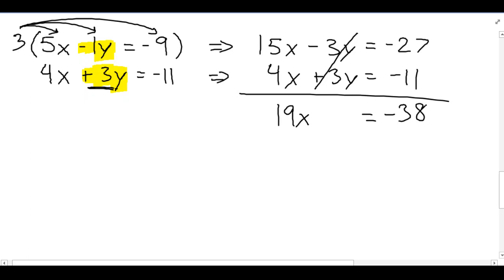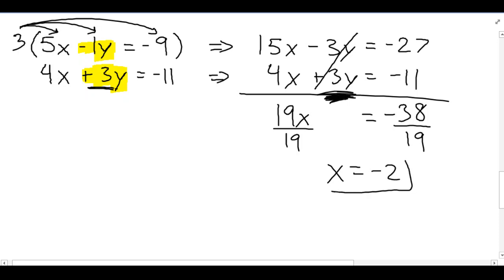Again, you get this new equation with one of the variables eliminated. They're gone. It's no longer here, right? And you'd have a simple equation that you can just solve for right here. I'm going to divide both sides by 19. And you end up with x equaling negative 38 over 19, which I believe is a negative 2. Again, this is half of your answer.